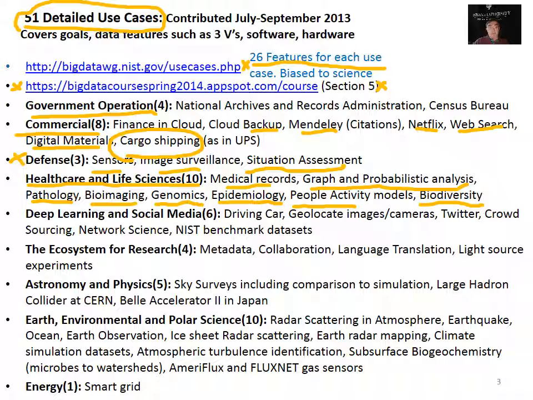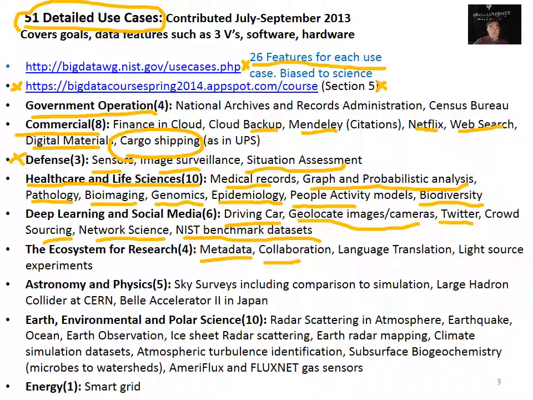Deep learning is used to decide how to drive cars. We have the application of trying to geolocate images and cameras, Twitter analysis, crowdsourcing, the area of network science study, and the NIST benchmark datasets. And the ecosystem for research, which are rather general areas, have metadata, collaboration, language translation, and light source experiments.